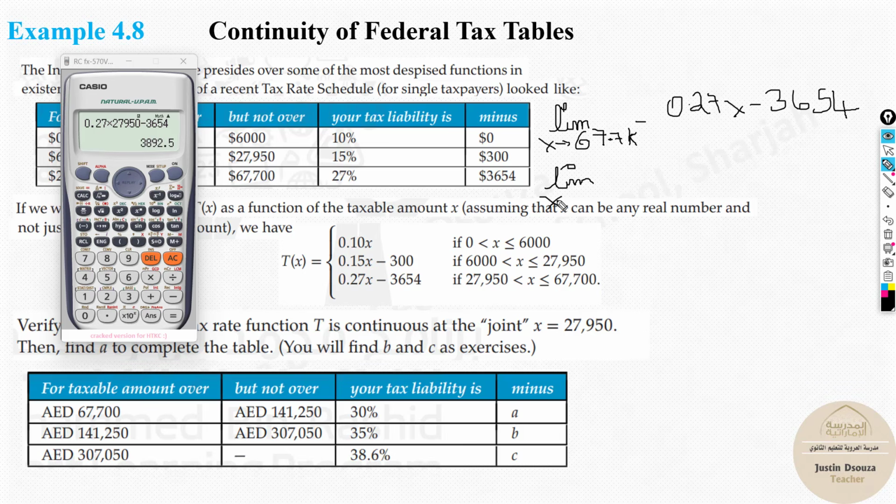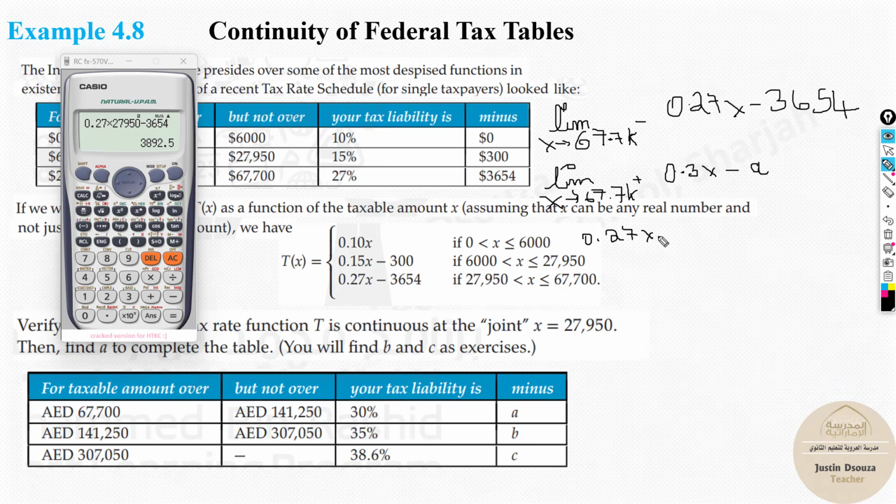What about the right side limit? The limit as x approaches 67.7k from the positive side. The function over here would be 0.3x minus a. Now this is the function, but we know something. What do we know? When we substitute this x value, both must be equal, isn't it? So now I'll just write it over here.